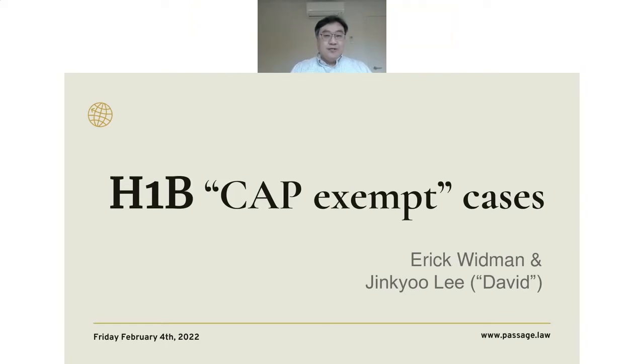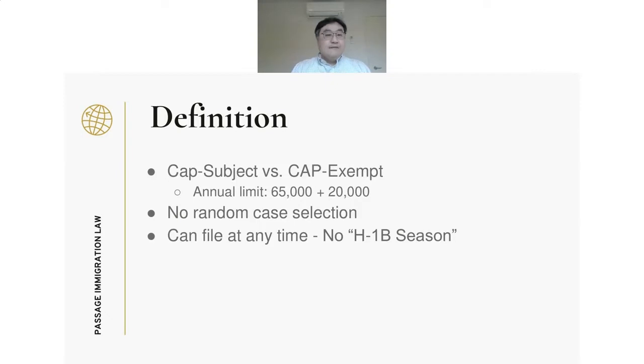Last week, we covered general information and general process of H1B. And this week, we are going to cover one of the specific topics in H1B season, which is cap-exempt. So what is cap-exempt? I will be explaining it. So, definition: for H1B cases, there are two types. One is cap-subject versus cap-exempt. Cap here means the numeric limit of H1B cases that can be approved in 1 year.